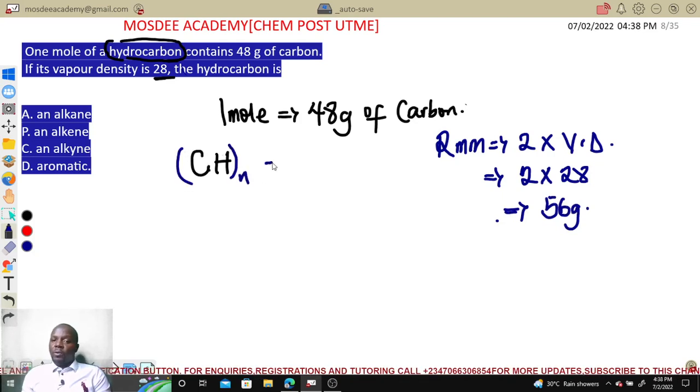And you know from empirical formula that the empirical formula times N must give you the molecular formula. And the molecular formula here is 56.